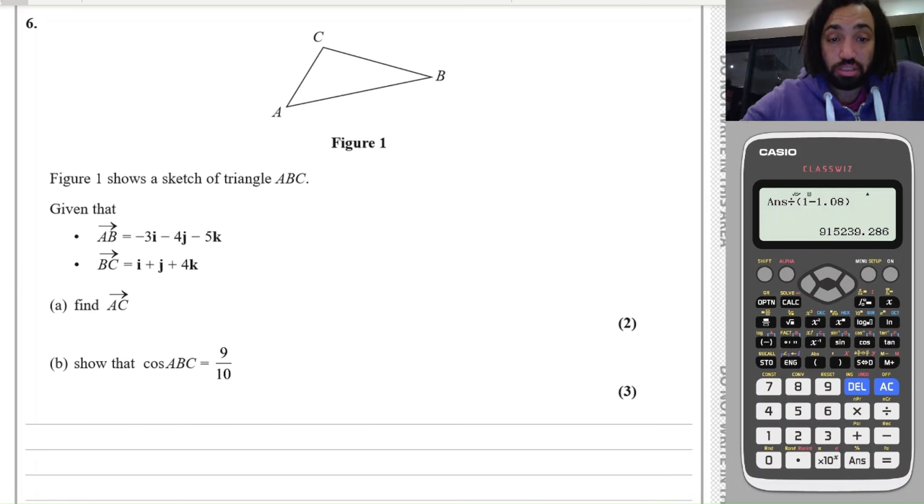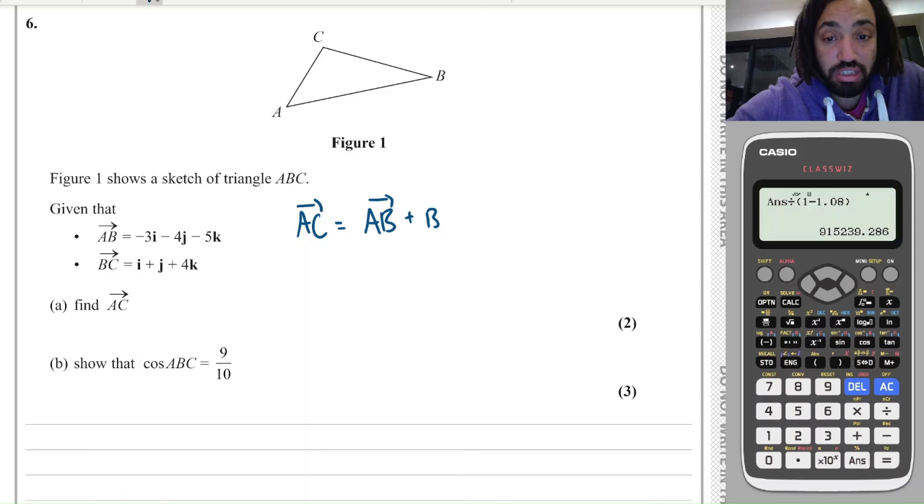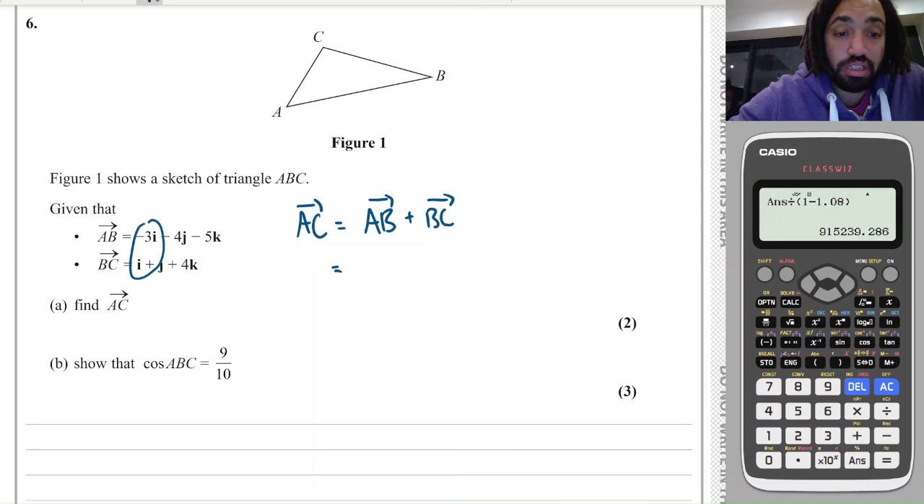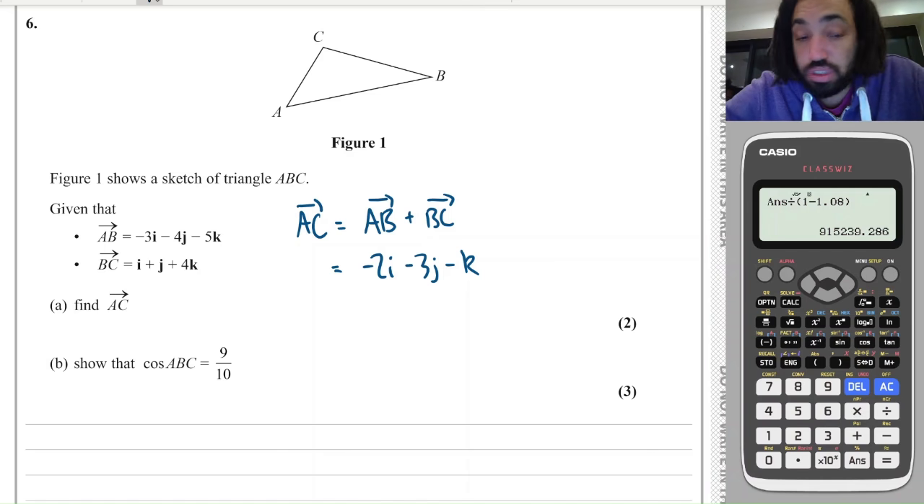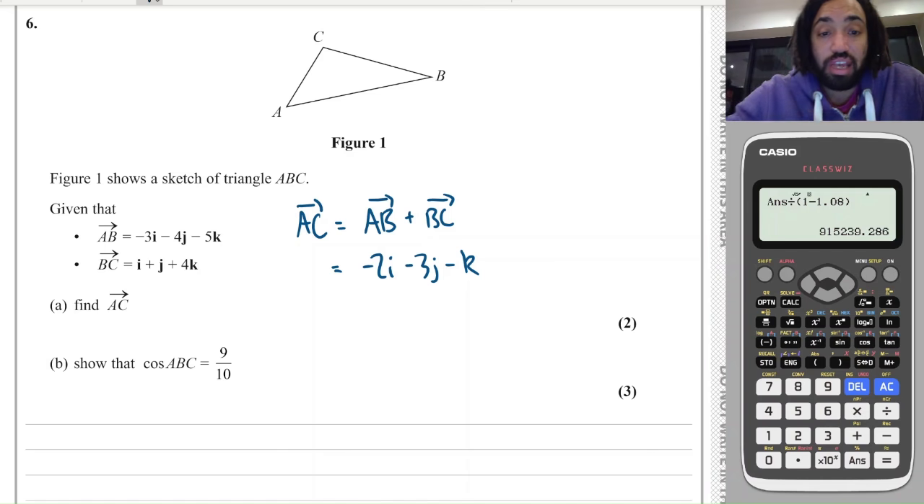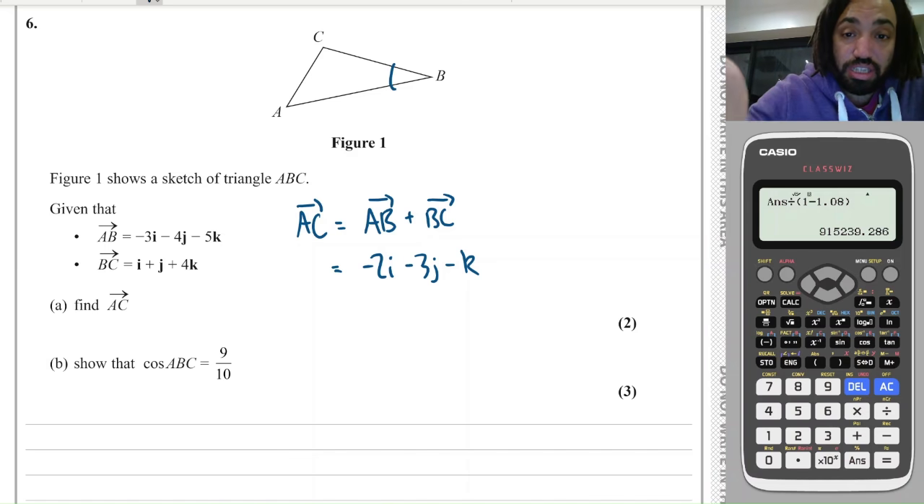Okay, vectors. So I know that if I want to get from A to C, I can do that by going A to B plus B to C. And I can therefore add these two vectors together. So adding the i's up is going to give me minus 2i. Adding the j's up is going to give me minus 3j. And adding the k's is going to give me minus k. Okay, now I've been asked to show that the cosine of ABC, so this angle in here.